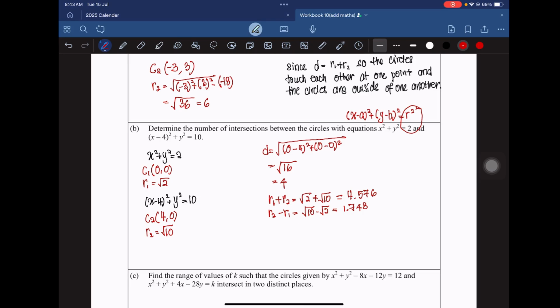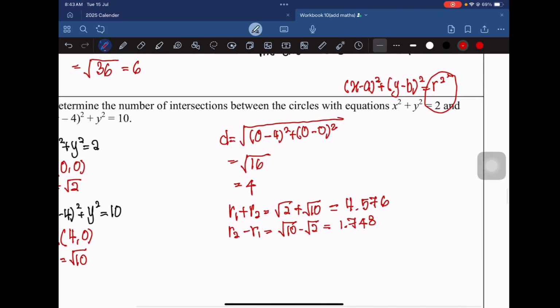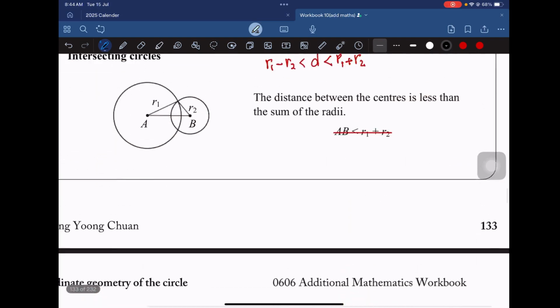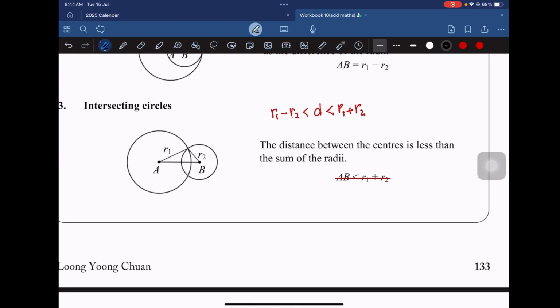Okay, so now you can see the distance d is in between of these two values. Do you see that? The distance, which is 4, is actually in between 4.576, which is your R1 plus R2, and 1.748, which is your R2 minus R1. So because of that, we are looking at this idea here now. The distance is in between R1 minus R2 and R1 plus R2. So that's why they are intersecting each other at 2 points.